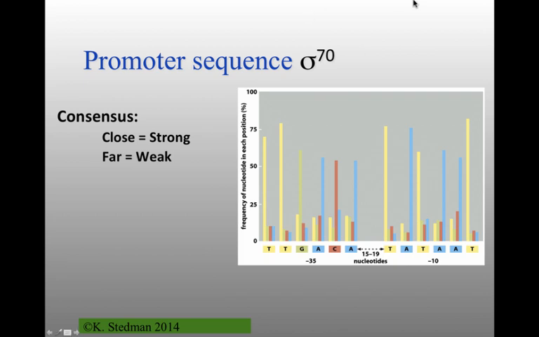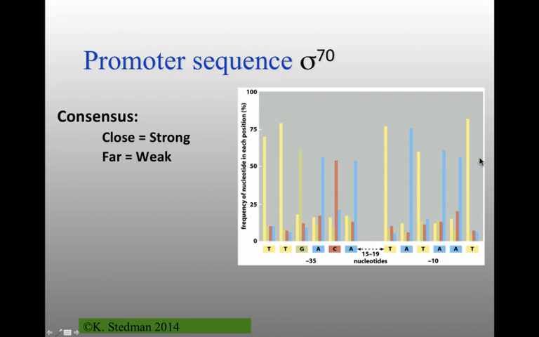Well, basically what people have done is they've taken lots and lots of sequences of promoters and then just lined them up with each other and done multiple sequence alignments. And then what they find is that at about 70% of the time, relative to your transcriptional start site, this is now all upstream, at minus 35, you have mostly TTGACA, but not always. Most of the time you have that. And then about 10 nucleotides upstream of your transcriptional start site, you mostly have TATAAT. Now again, this is just mostly.